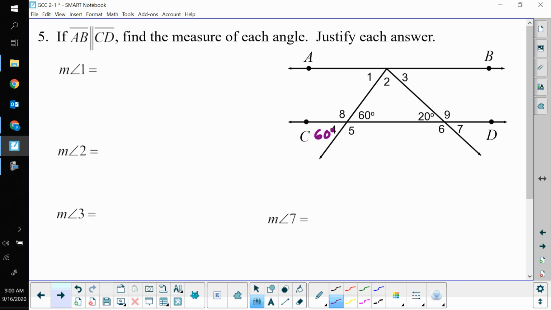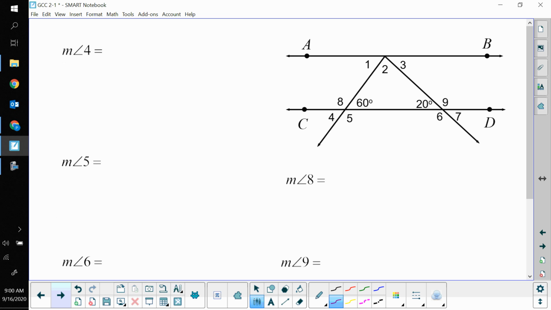I would say I know angle 4 is 60 degrees because vertical angles are congruent. So let's go down to the bottom, and let's say that angle 4 is 60 degrees. Now the justification, we would just say vertical angles are congruent.